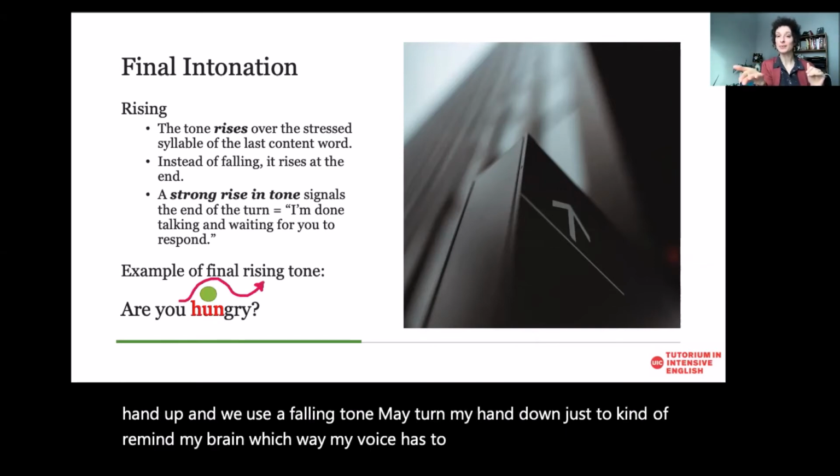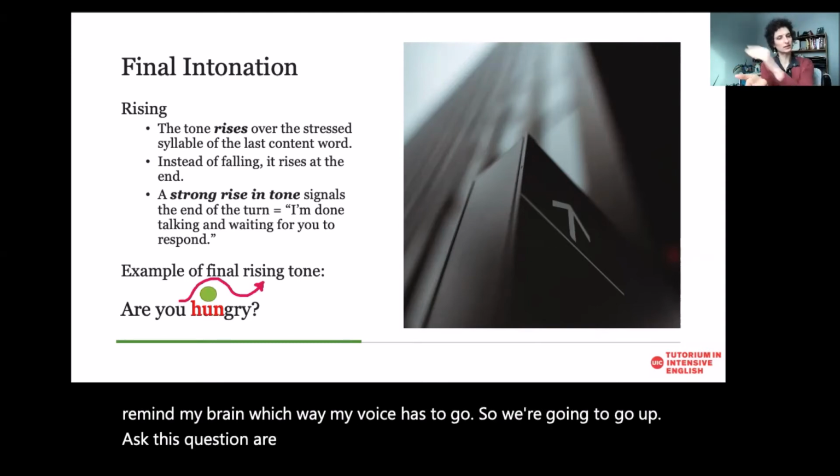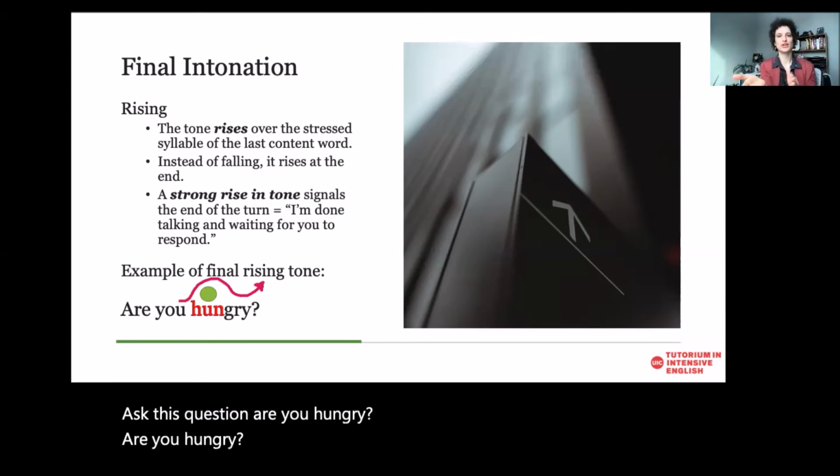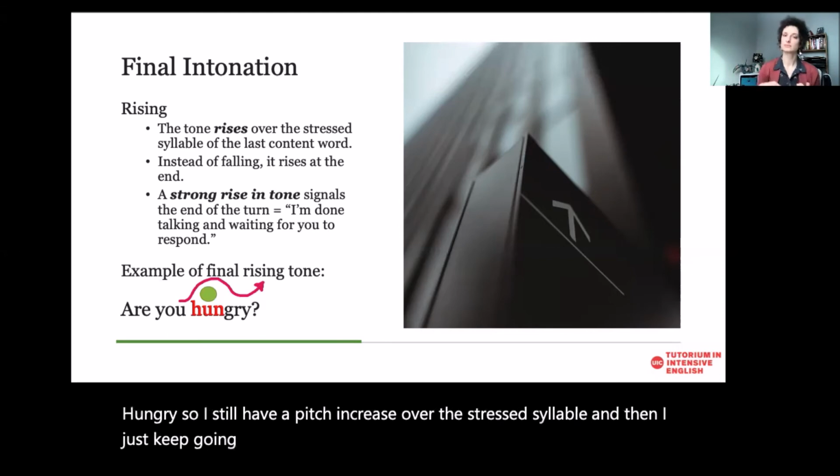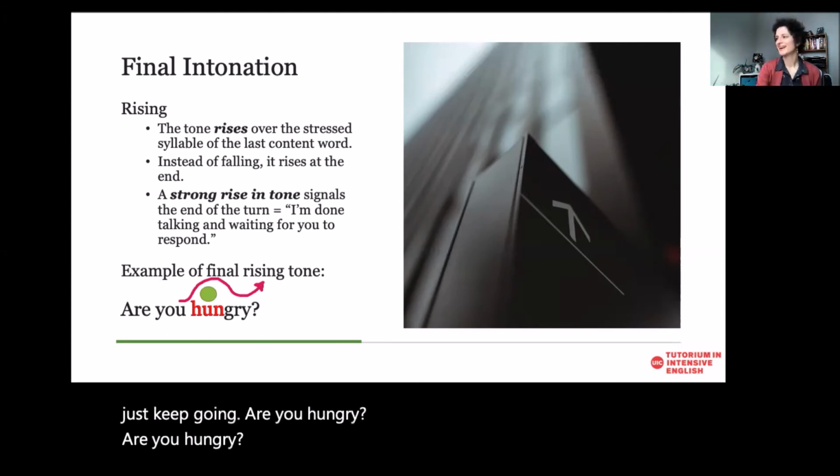So we're going to go up. I'm going to ask this question. Are you hungry? Hungry? Are you hungry? So I still have a pitch increase over the stressed syllable, and then I just keep going. Are you hungry? All right, so those are our final tones.